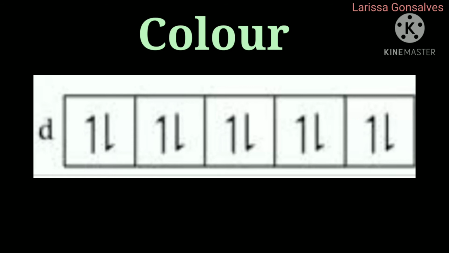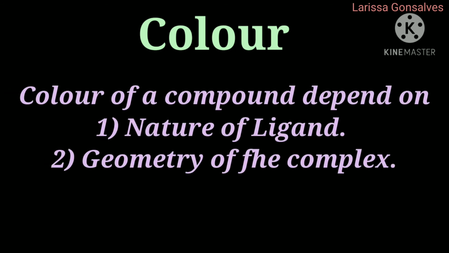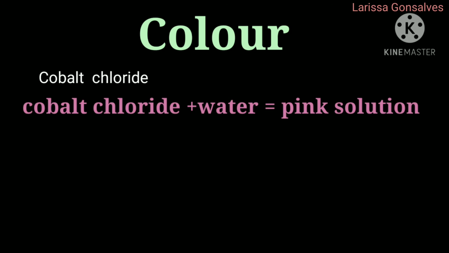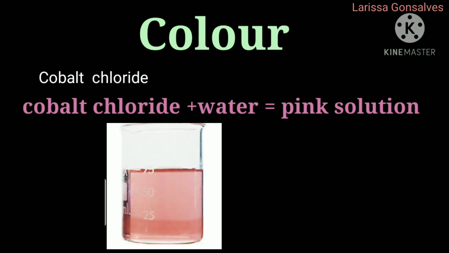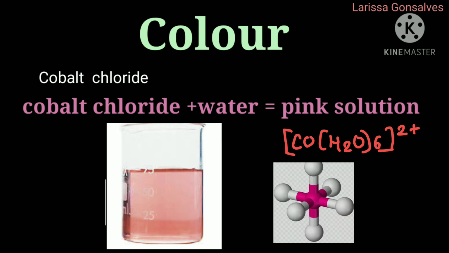Let us consider some examples to understand the trend of color. Always keep in mind, the color of a compound depends upon the nature of the ligands and geometry of the complex. Let us consider the example of cobalt chloride. When cobalt chloride is dissolved in water, it forms a pink solution of the complex [Co(H2O)6]2+, that is the oxidation state of cobalt. This complex formed has an octahedral geometry.